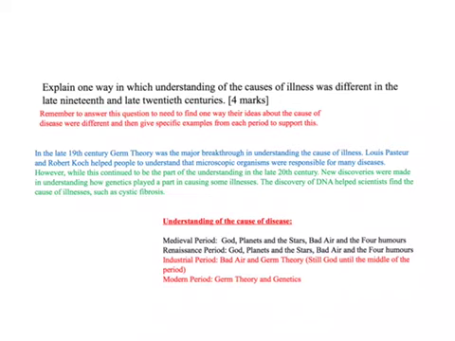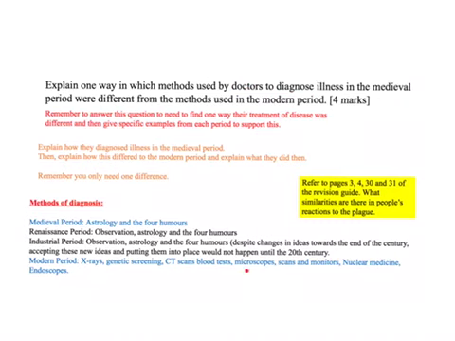This question is one you can practice and plan yourself. Above you can see it explains one way in which methods used by doctors to diagnose illness in the medieval period were different from the methods used in the modern period. This one is a difference question, and it's actually looking at diagnosis of illness. Below, I've created a table that you could create yourselves at home, comparing what the different methods of diagnosis were in each period. Here is a reference to the revision guide and the pages that will help you to plan this question.